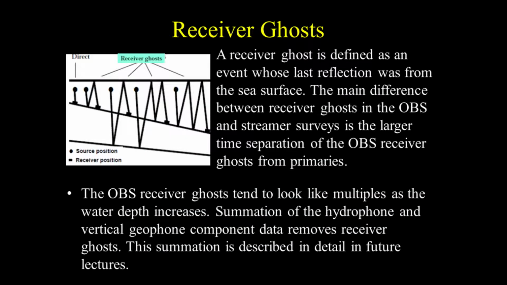A receiver ghost is defined as an event whose last reflection was from the sea surface. The main difference between receiver ghosts in the OBS and streamer surveys is the larger time separation of the OBS receiver ghost from primaries. The OBS receiver ghosts tend to look like multiples as the water depth increases. Summation of the hydrophone and vertical geophone component data removes receiver ghosts. This summation is described in detail in future lectures.